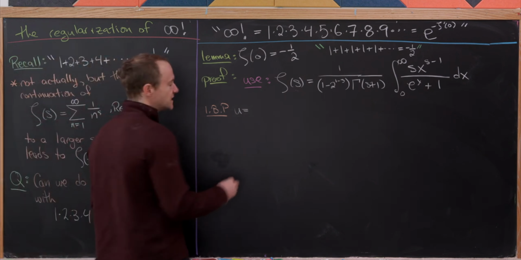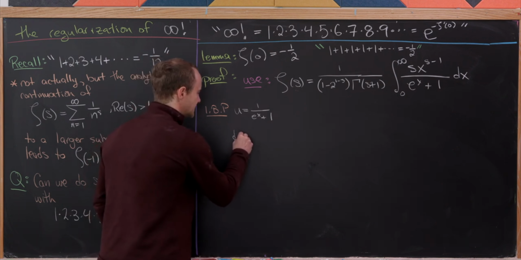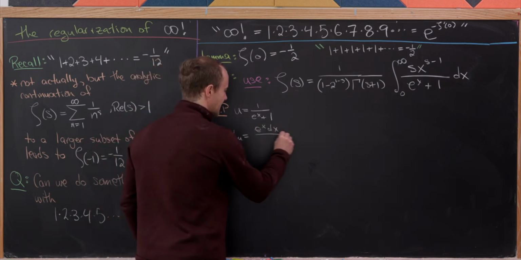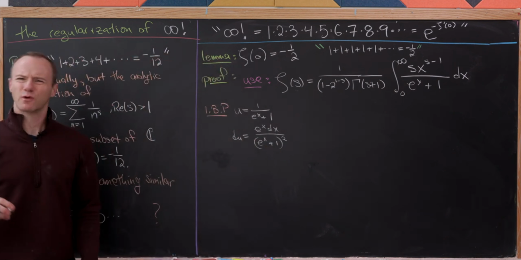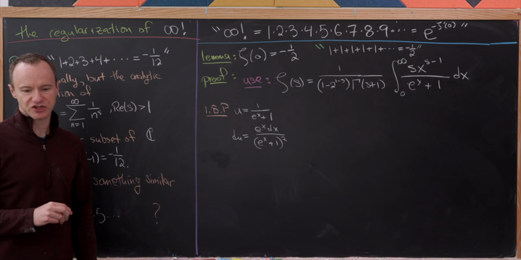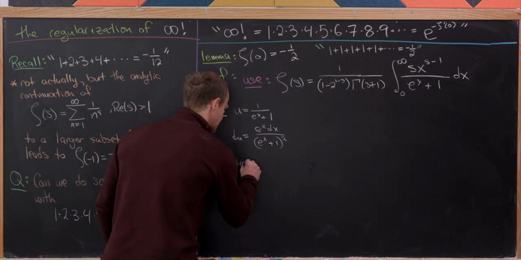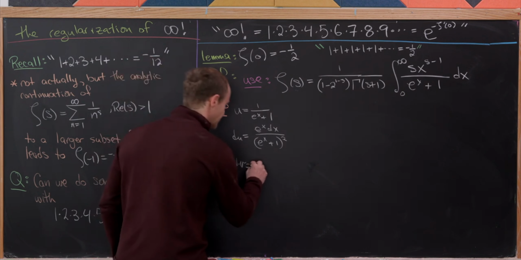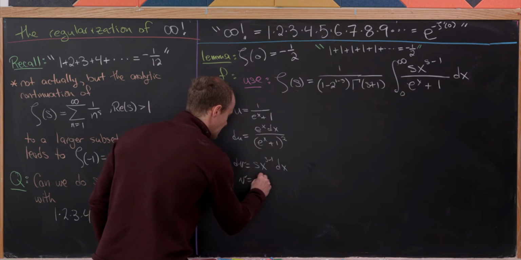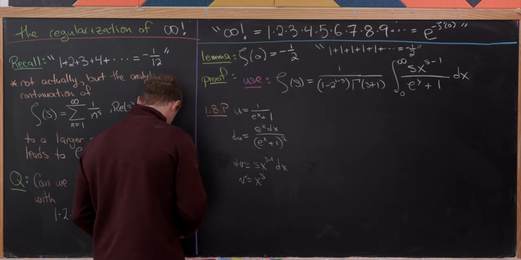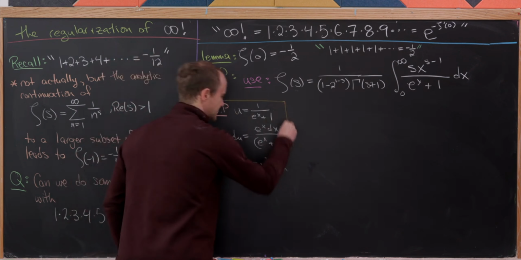We'll take u to be equal to 1 over e to the x plus 1, or observe that that's going to make du equal to e to the x dx over (e to the x plus 1) squared, using the quotient rule or maybe the general power rule and the chain rule, however you want to do that. And then, if u is equal to this, then dv needs to be the rest. So we'll take dv to be s x to the s minus 1 dx, which is going to make v equal to x to the s. Okay, great. So there's our integration by parts setup.